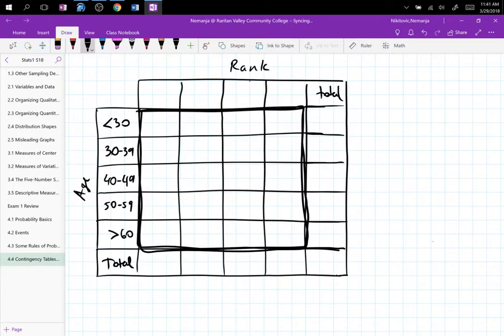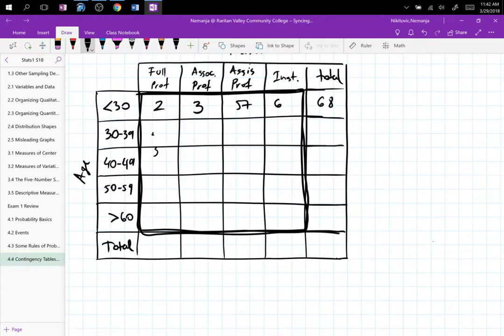We have full professor, we have associate professor, we have assistant professor, and then we have instructor. So those are the ranks. And the numbers are 2, 3, 57, 6, for a total of 68. Then we have 52, 170, 163, 17 for a total of 402.